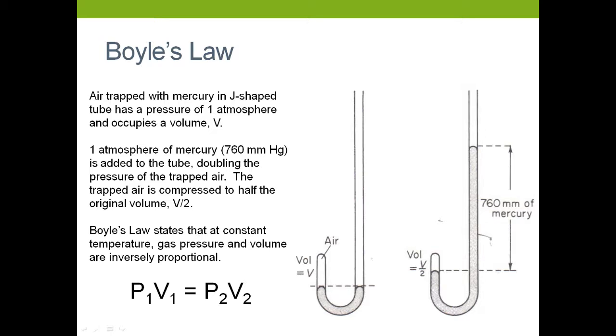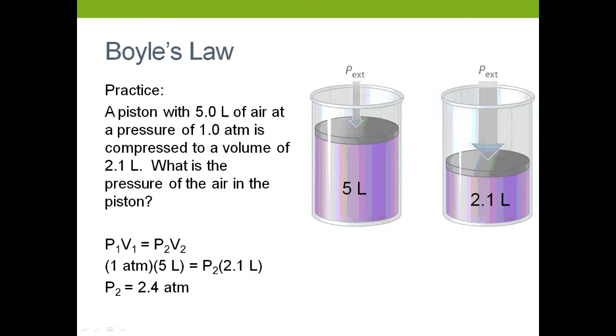A relationship like this can be described as P1 V1 equals P2 V2. Let's practice. A piston with 5 liters of air at a pressure of 1 atmosphere is compressed to a volume of 2.1 liters. What is the pressure of the air in the piston? We use our relationship P1 V1 equals P2 V2. We fill in the values that we know, P1, V1, and V2, and solve for P2. Doing so, we get 2.4 atmospheres.